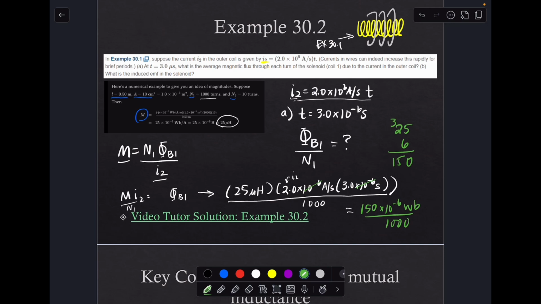So it's asking for the average flux through each turn. It should be that value right there. We can, of course, check the answer. Let's check the answer, if we need to divide by 1,000 or not. Basically, I'm checking what is my interpretation of average flux through each coil. We need to establish that.